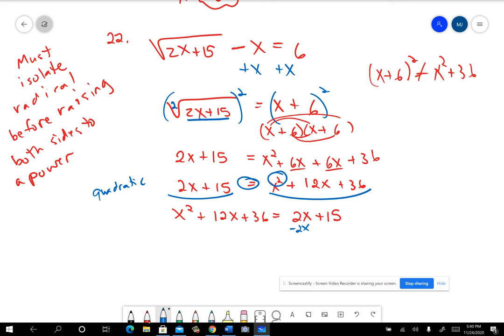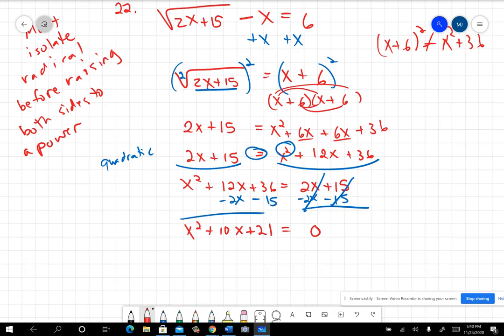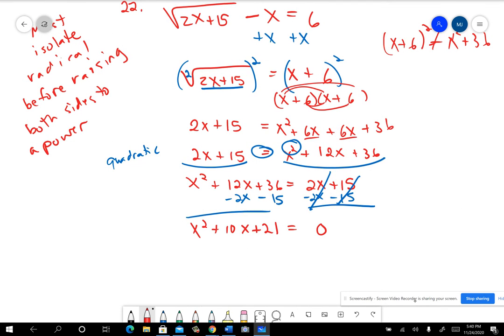Then I'm going to subtract the 2x and subtract the 15 from both sides. So see how that's gone and that's gone. So that equals 0. And then here I have x squared plus 10x plus 21. Okay. And the reason I approached it that way is it was quadratic, so I knew I wanted to get it equal to 0. Then I'm going to try factoring.